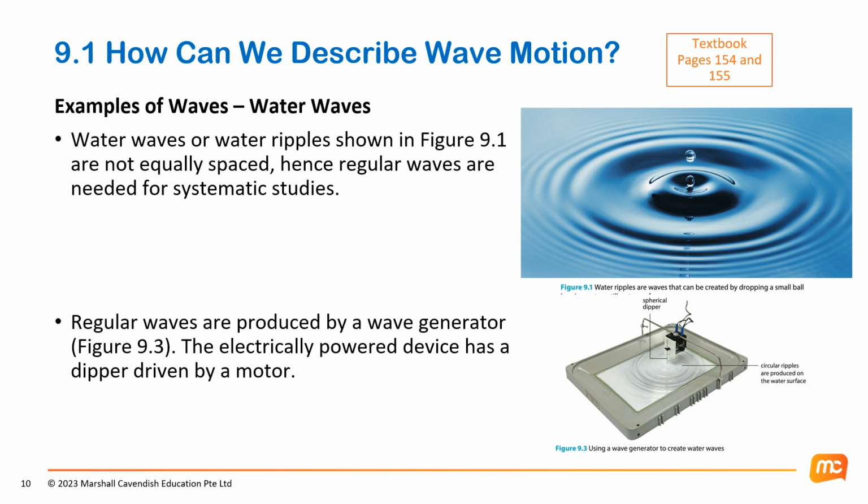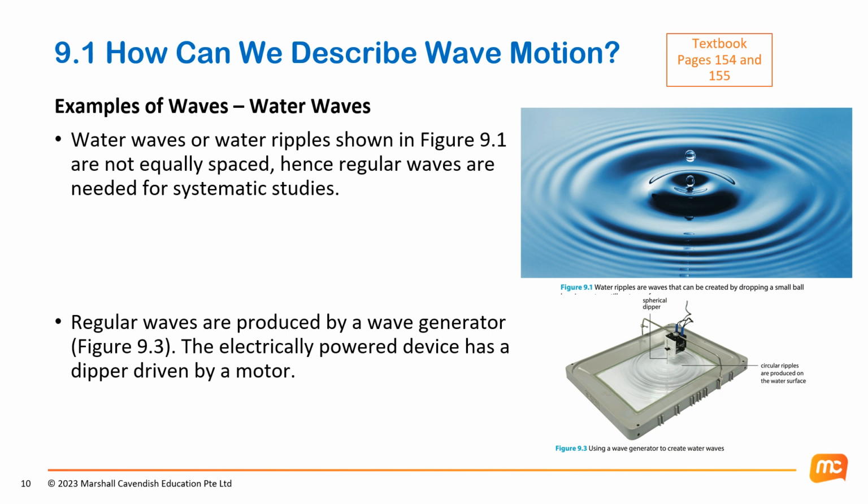One example of waves is water waves, like ripples in a pond. There are a lot of types of waves that we see existing around us in our day-to-day lives. However, the waves produced by ripples are not very equally spaced or very nice to study mathematically. That's why we try to have a more controlled environment using regular waves from a wave generator, which is driven by a motor.